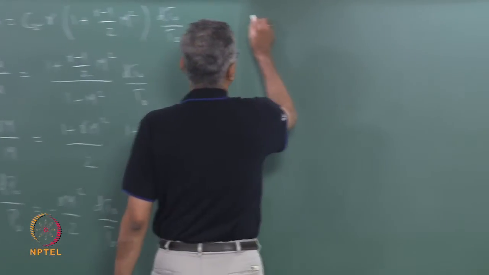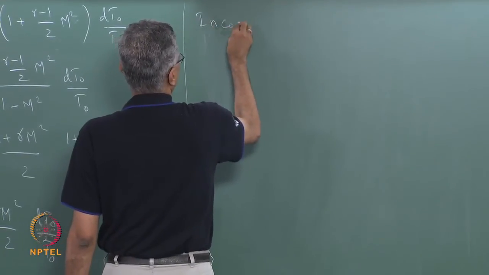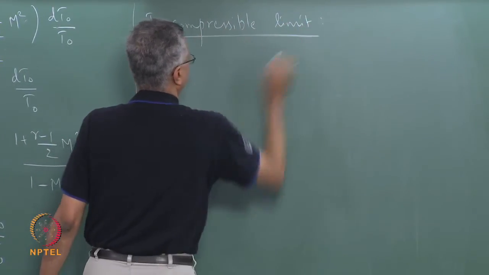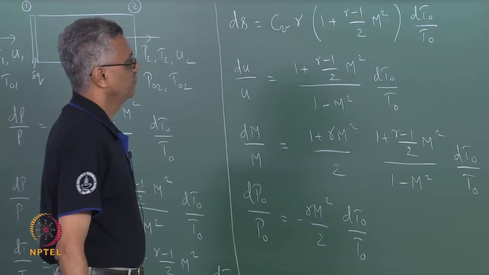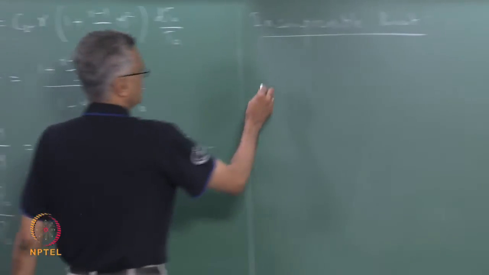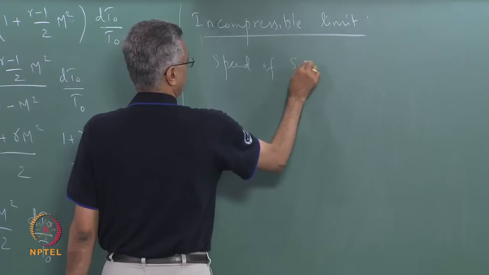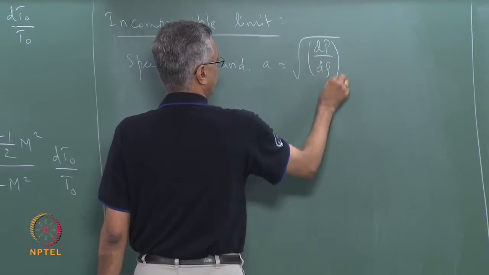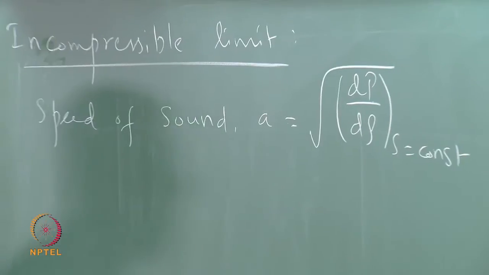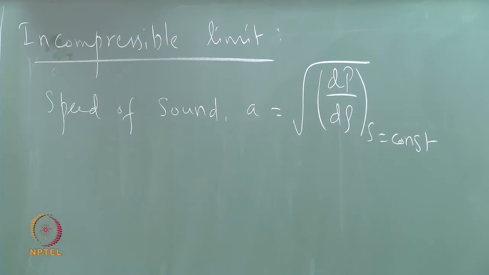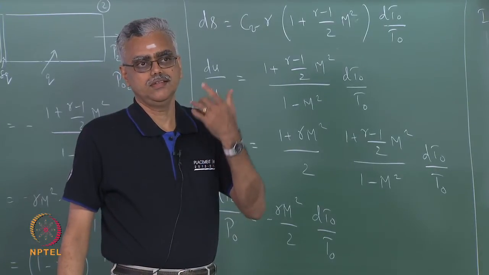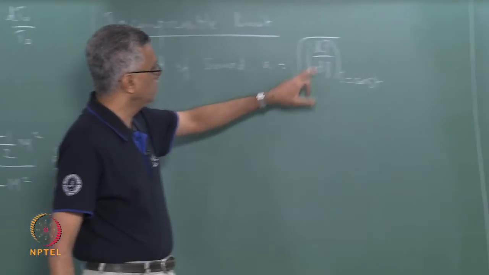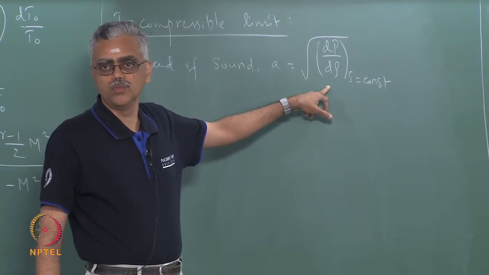Okay. So, we are now going to look at the incompressible limit. If you recall, we had defined the speed of sound a as the square root of dP by d rho for an isentropic process. If the fluid is incompressible, by definition, irrespective of the pressure change, the density remains the same. So, I can have whatever delta P I want, but delta rho is essentially 0 or very small, there is no change in the density of the fluid.